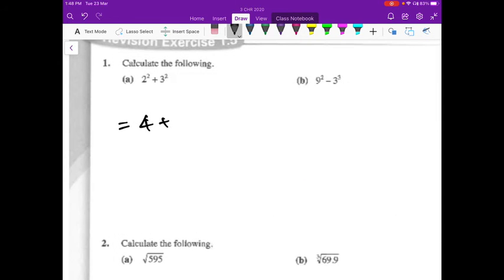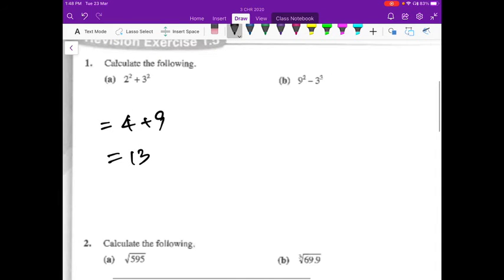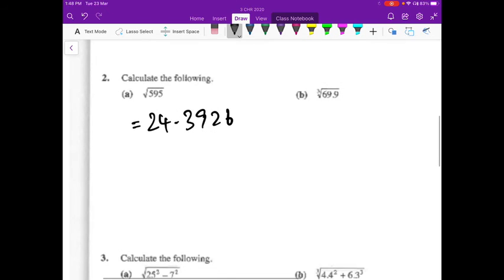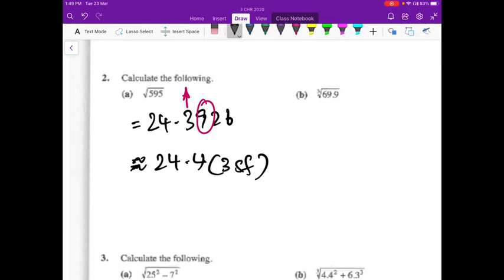Okay, at this point, 4 plus 9, 13. 81 minus 27, 54. Square root of 595. Use your calculator. 24.3926. Now this is not exact, so we need to round off to 3SF. 1, 2, 3, 4. Circle the 4. Up arrow, and it becomes 24.4. 3SF. Why 3SF? Because not exact.